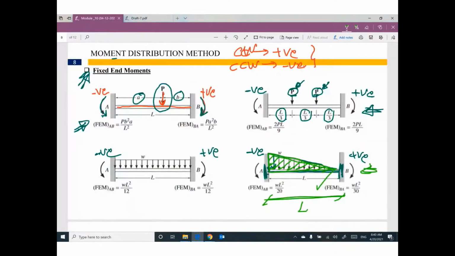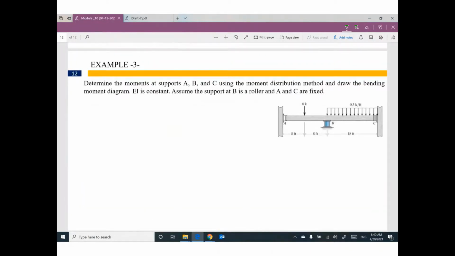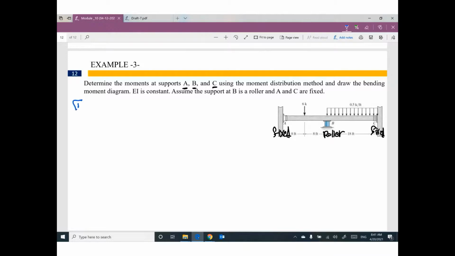Okay, let me solve the last example in this topic. We have a beam fixed at A, fixed at C, roller at B. We need to determine the moment at A, B, C, the final moment, using the moment distribution method. Okay, let's start. Anybody remember what was the first step? By the way, we have two members, AB and BC.